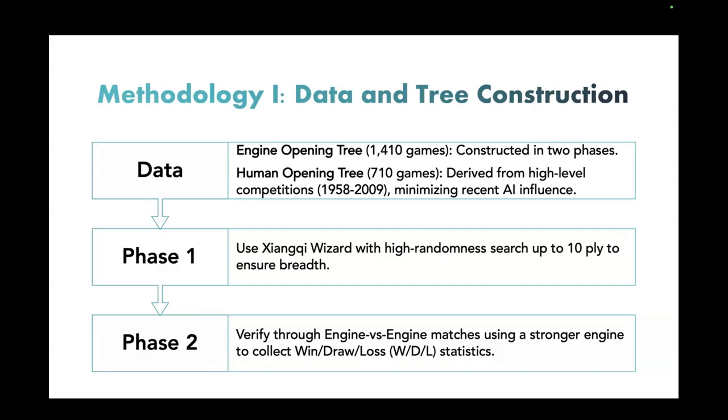We then moved to the critical phase 2, effectiveness validation. We used a much stronger AI agent to complete the subsequent positions via self-play. This was crucial because it ensured every branch randomly explored in phase 1 was validated in real match scenarios, yielding reliable win-draw-lose statistics. This also sets the foundation for our subsequent AI filtering.